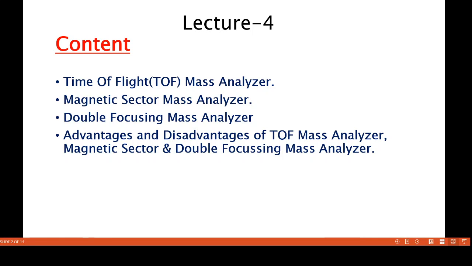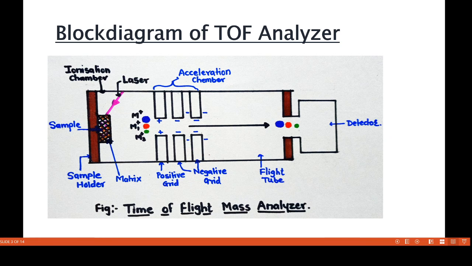Then the magnetic sector mass analyzer, the double focusing mass analyzer, and after studying these three types, we will see the advantages and disadvantages of TOF, magnetic sector, and double focusing mass analyzer. So this is the content of today's lecture. Okay, then we start with the time of flight mass analyzer.